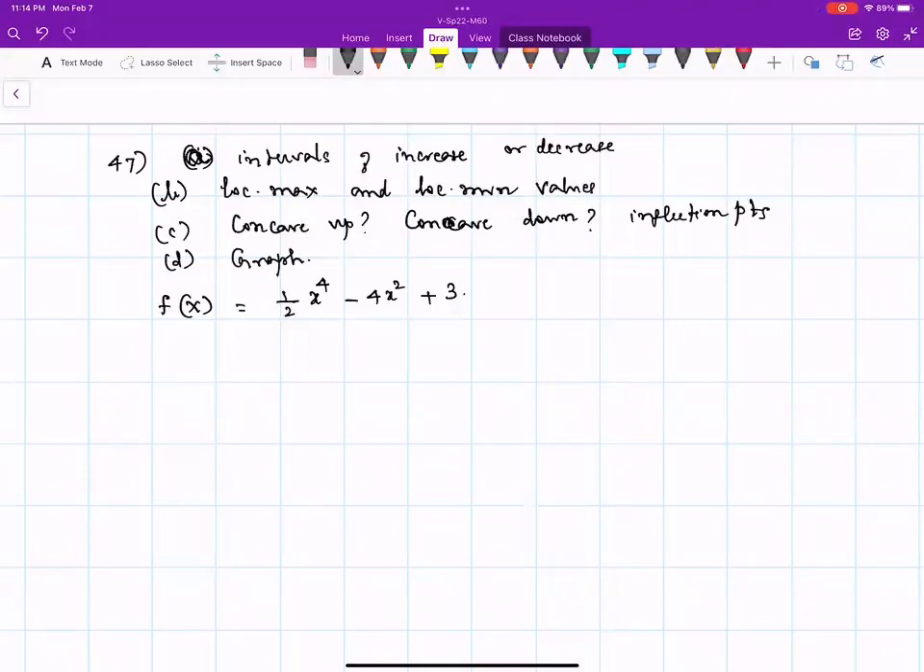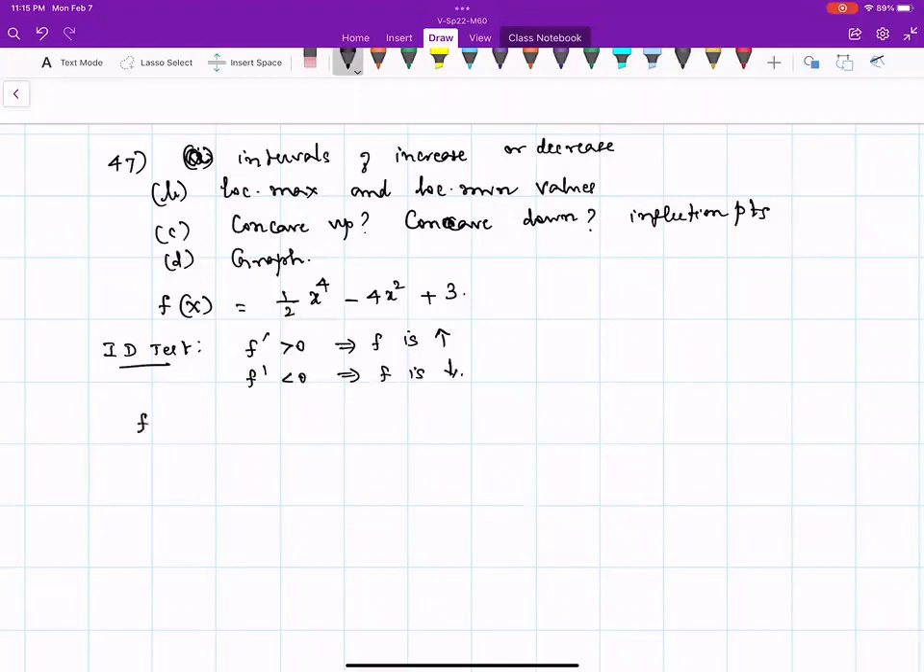First, we have to determine for part A the intervals of increase or decrease. What are the intervals where the function is increasing? What are the intervals where the function is decreasing? By the increasing/decreasing test, known as the ID test, f prime more than 0 means f is increasing, and f prime less than 0 means f is decreasing on that interval.